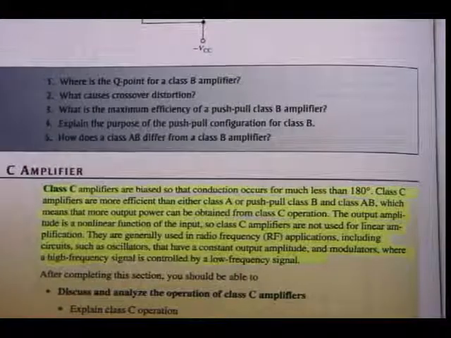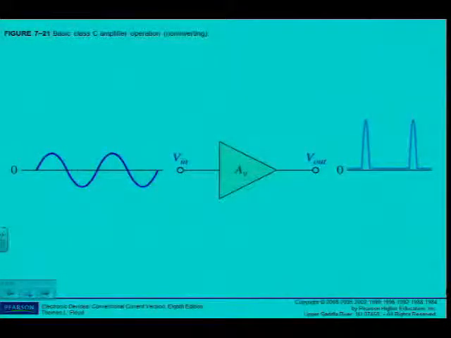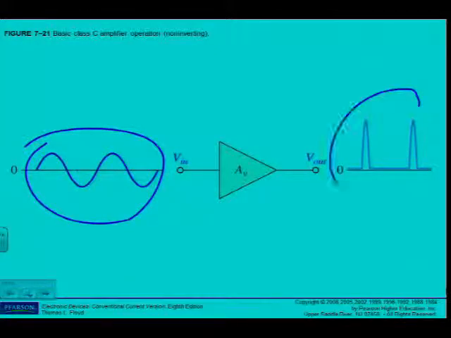Alright, so let's see what this amplifier looks like. There's the basic class C operation. Input signal. But see how the output signal compares. You can see it's not even the positive alternation. It's much less than the positive alternation. So how do you think that is accomplished? If we can revise quickly.